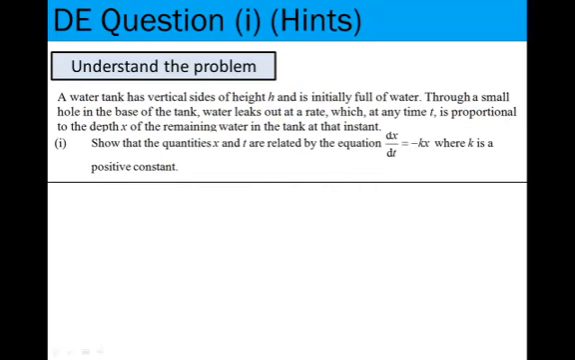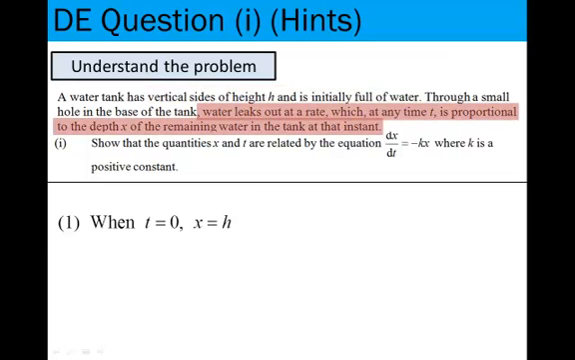So how do we understand the problem? We read the question once, and we go back to the start of the question again, and we read it one more time. And this time round, I'm going to write down the information that we gather from the problem. So first of all, I know that the water tank has vertical sides of height h and is initially full of water. What that means is that when t is equal to 0, x is equal to h. Next, I know that water is leaking out at a rate which at any time t is proportional to the depth of the remaining water in the tank at that instant.